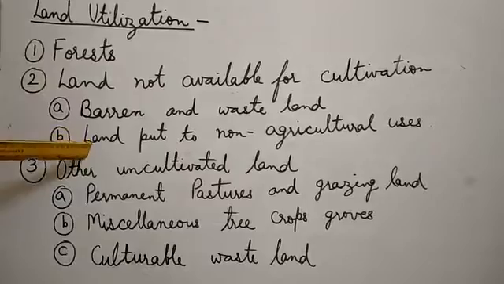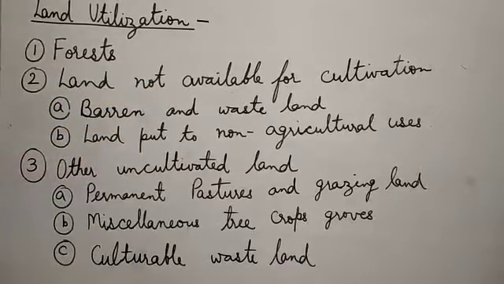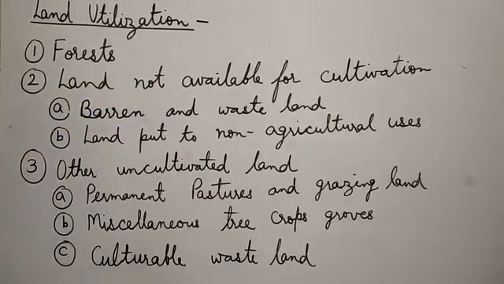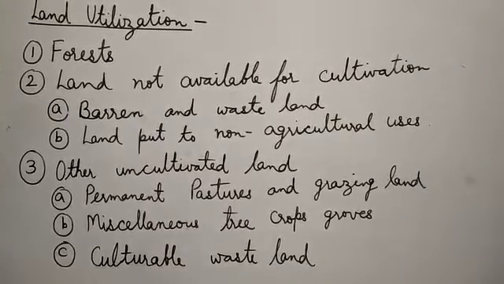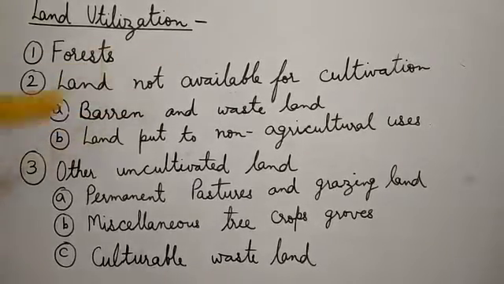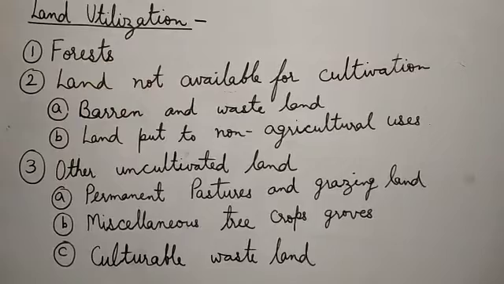And the second is land put to non-agricultural uses. For example, the place where we make buildings, roads, factories, concrete structures, there cannot be agricultural practice. So, that is land put to non-agricultural uses.